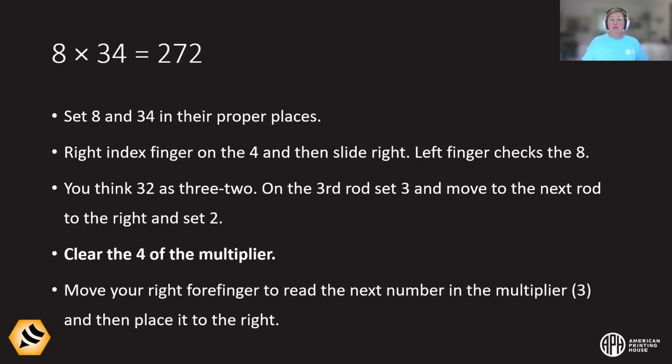8 times 34 equals 272. When you multiply 8 times 34, you start by setting them in their appropriate places, the 8 on the left-hand side, count over to set the 34.